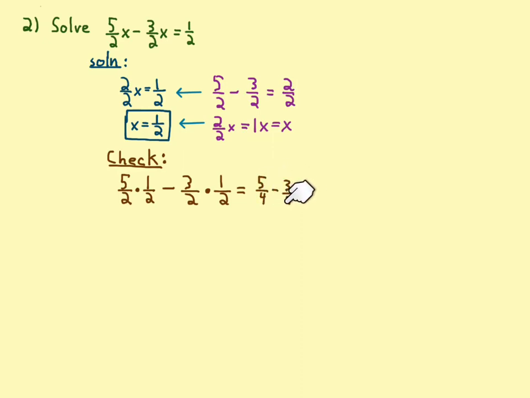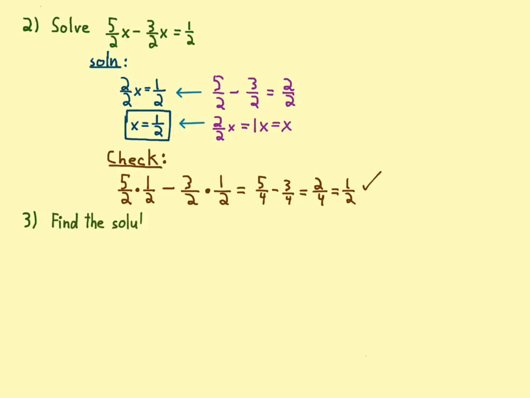They're both fourths, so you can subtract them by subtracting the numerators. 5 minus 3 is 2, so you get 2/4. And then those are both even, so 2 divides both of those, so you divide the numerator and denominator by 2 to get 1/2, which checks.